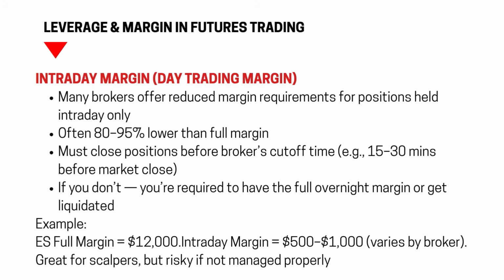So an example down the bottom, full margin on the S&P 500, $12,000 for example. Intraday margin might be just 500 or 1,000. It varies by broker, but that really gives you, I suppose, even more compounding of the leverage idea here, because you've got much more bang for your buck, once again by having to put down more risk. So if you're a day trader or scalper, these types of developments in the market, the intraday margin, very powerful tool.